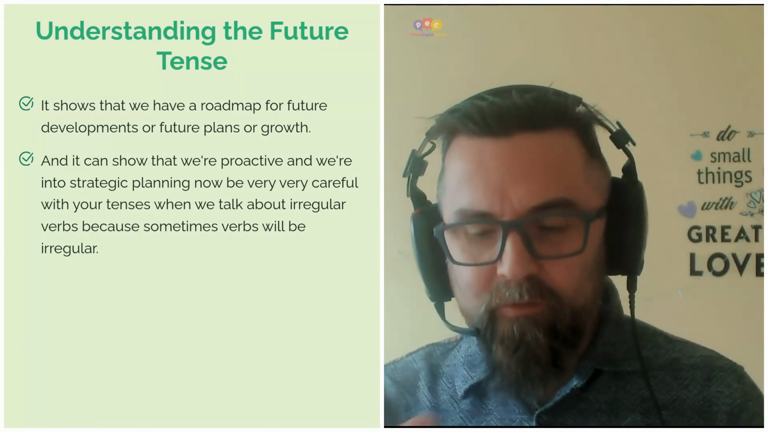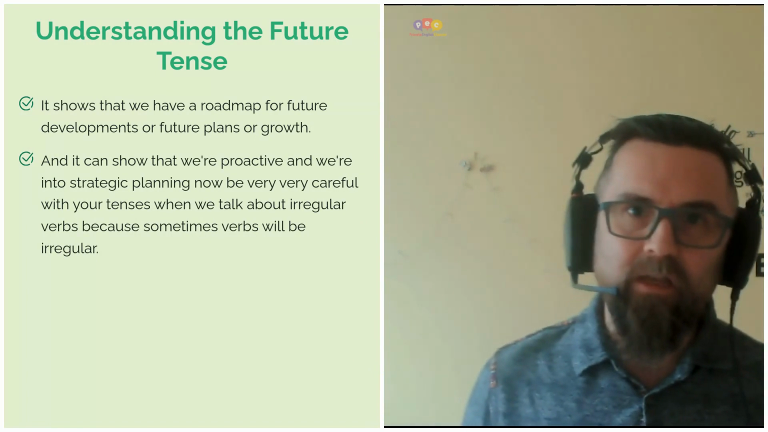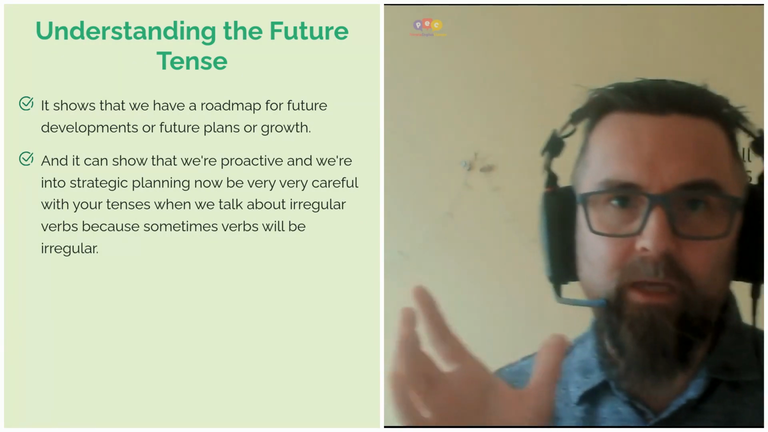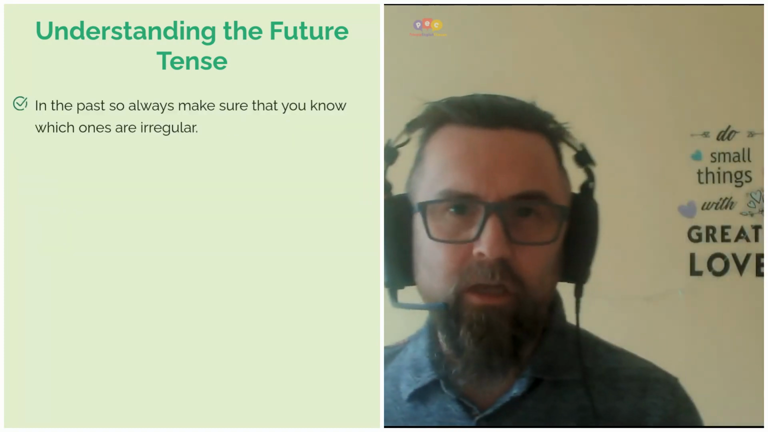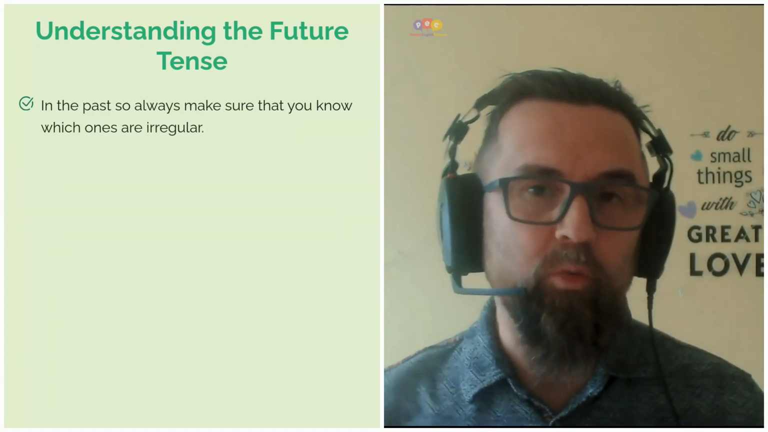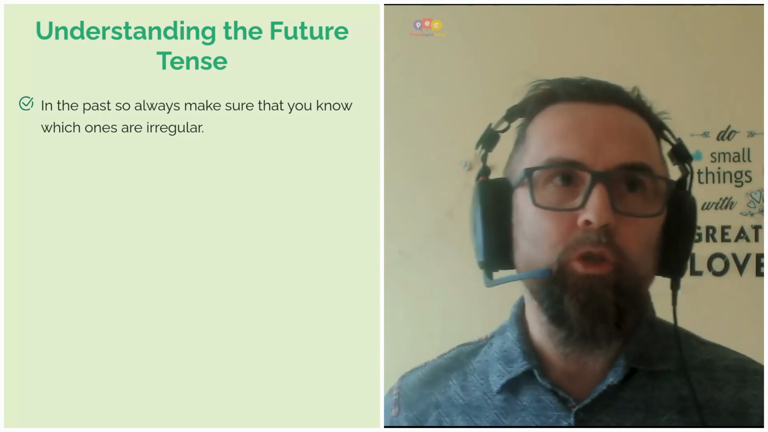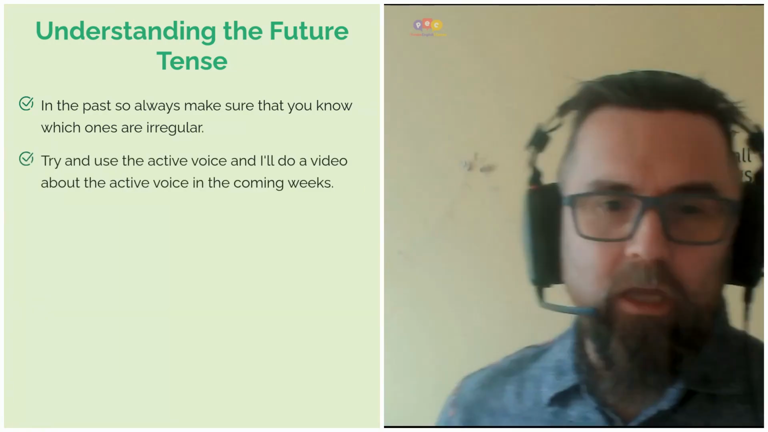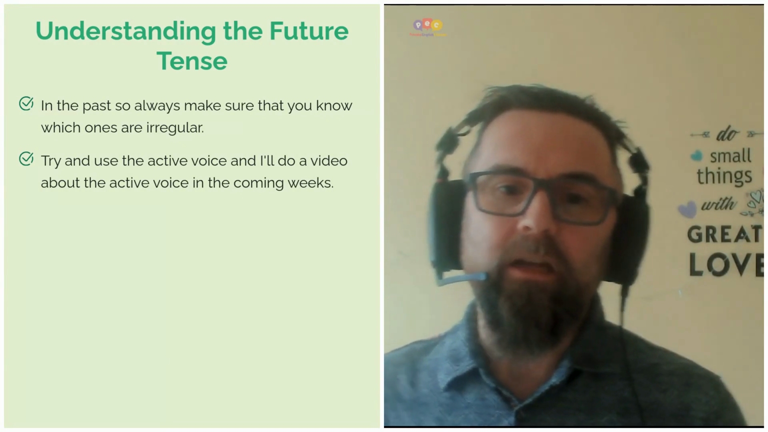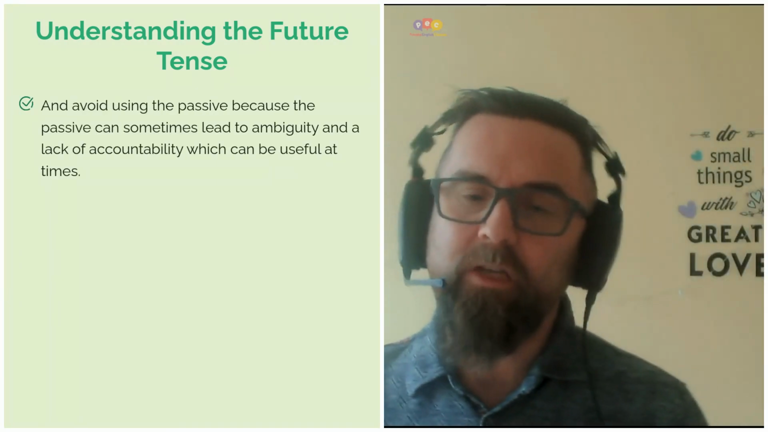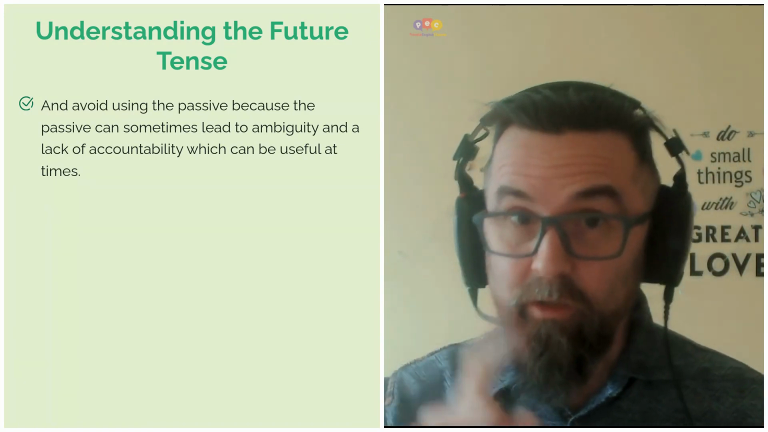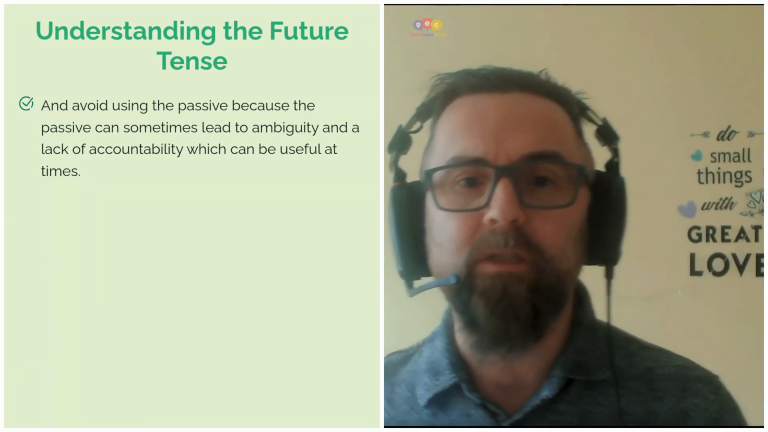Okay. Now be very, very careful with your tenses when we talk about irregular verbs, because sometimes verbs will be irregular in the past. So always make sure that you know which ones are irregular. Try and use the active voice, and I'll do a video about the active voice in the coming weeks. And you avoid using the passive, because the passive can sometimes lead to ambiguity and a lack of accountability, which can be useful at times.